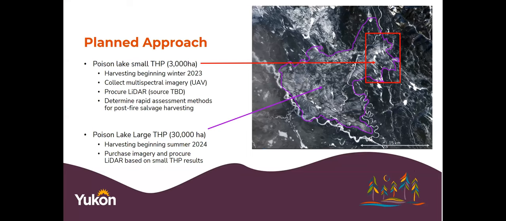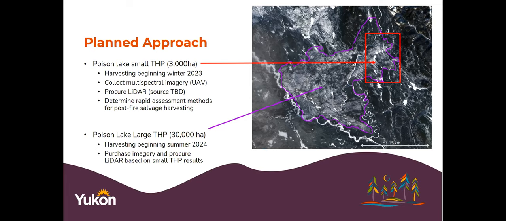So our planned approach is to develop a small THP area, 3,000 hectares or so, as a pilot project. We'll try and get this done by early 2023 winter. We're going to try collecting multispectral imagery with the UAVs that we have, and then procure LiDAR, depending on how that goes, and determine some rapid assessment methods for post-fire salvage harvesting in the Yukon. Then what we learn from that process, we'll hopefully be able to scale up to the larger THP area, which is 30,000 hectares, hopefully beginning harvesting in 2024. We'll take what we learned in the small one and apply it to the bigger one.